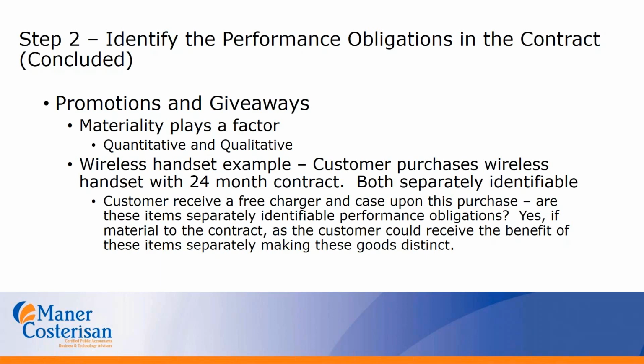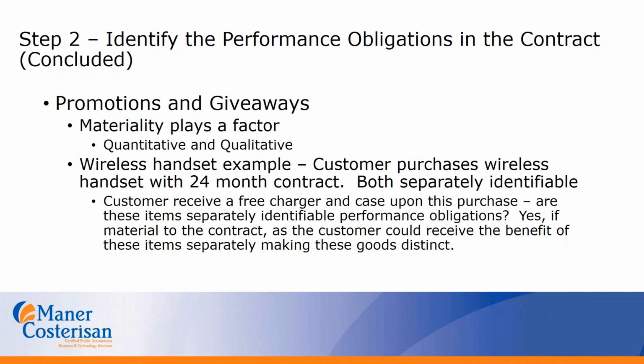But I'll wrap this section up with an example of this premise. Say a wireless customer purchases a wireless handset, separately identifiable performance obligations, and a 24-month service contract, also separately identifiable. Included with the wireless handset, the customer receives a charger and a case that otherwise wouldn't be a part of the handset sale. The question then becomes, do we have performance obligations for the free promotional items?